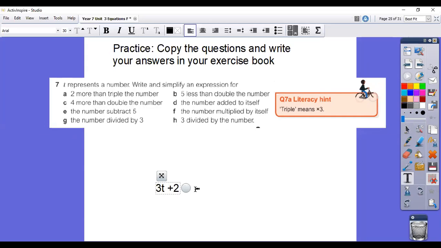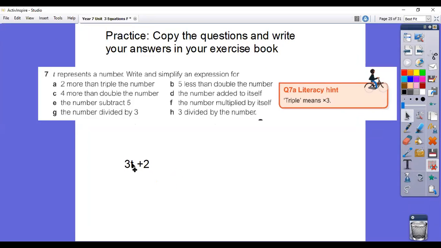Remember using the rules of BIDMAS, so we do the multiplication, then the plus 2. That's another way to help you think, how would I write these expressions? Because remember, your expressions need to follow BIDMAS. So if someone else was to use your algebraic expression to solve a problem, they would also use the rules of BIDMAS.